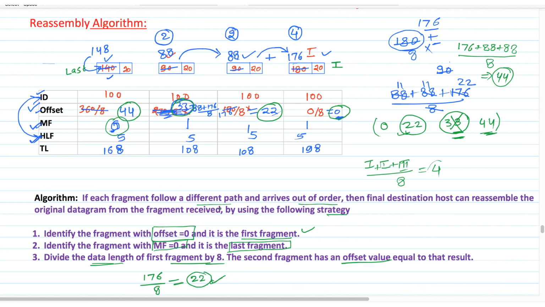So this is all about fragmentation, how the packet travels in the network, and finally the reassembly process at the receiving end.